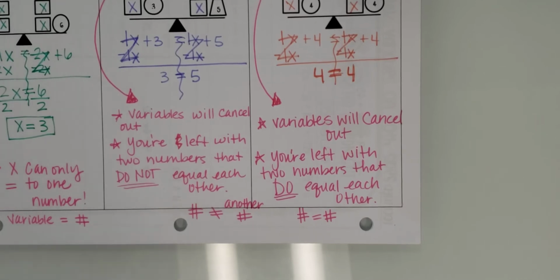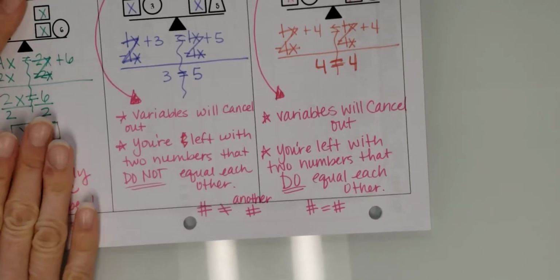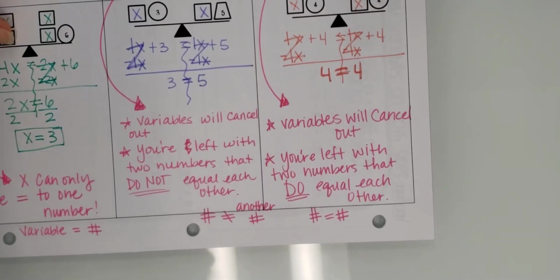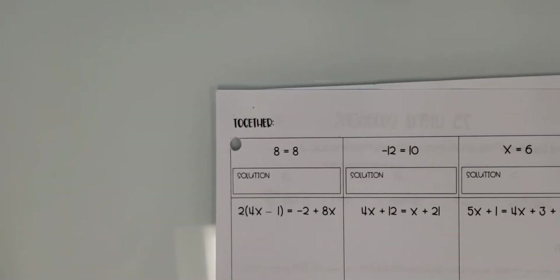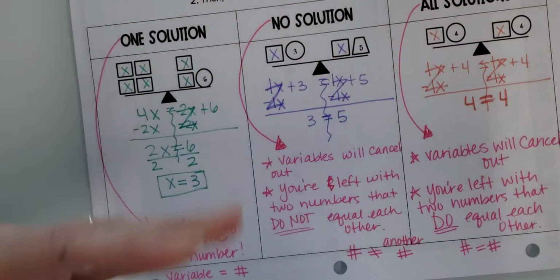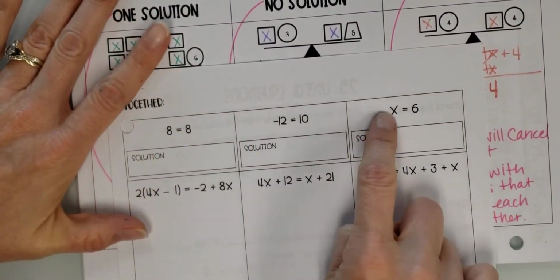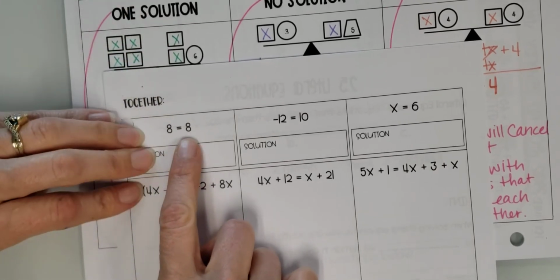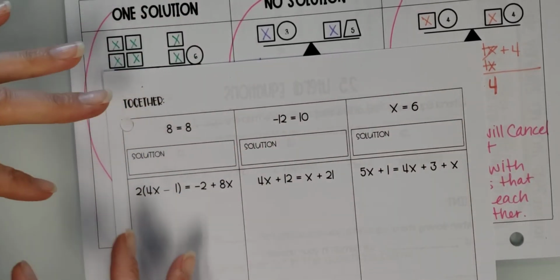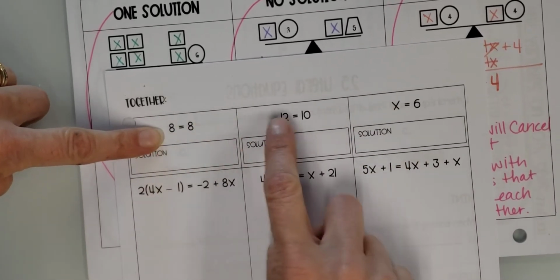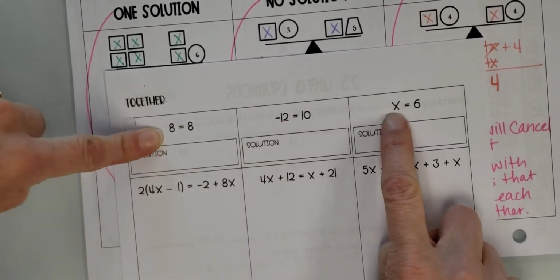Okay, so now we've got 3 types of equations. We've got a one solution equation, a no solution equation, and an all solutions equation. So on the next page, at the top, you'll see these first three right here. This is like saying they already solved the equation for you, and this is what we ended up with. We have an 8 equals 8, a negative 12 equals 10, and an x equals 6.